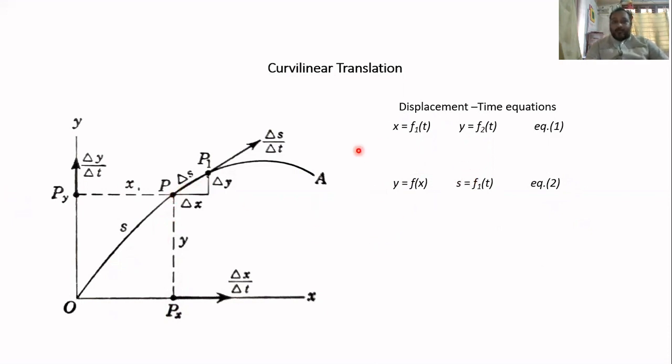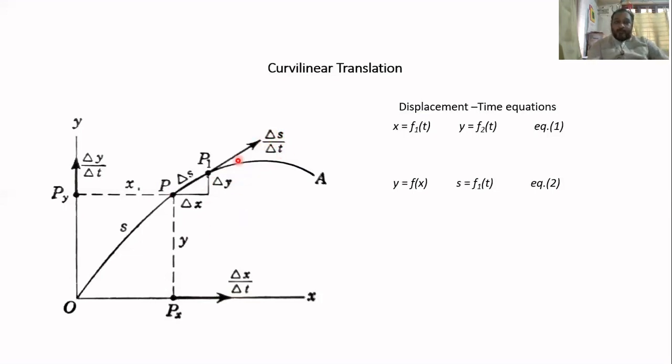But in rectilinear motion, there is a linear change, and y is a function of x, and the distance traveled is a function of time. Delta s is the distance traveled by the particle during the period delta t. So the average velocity is delta s by delta t.